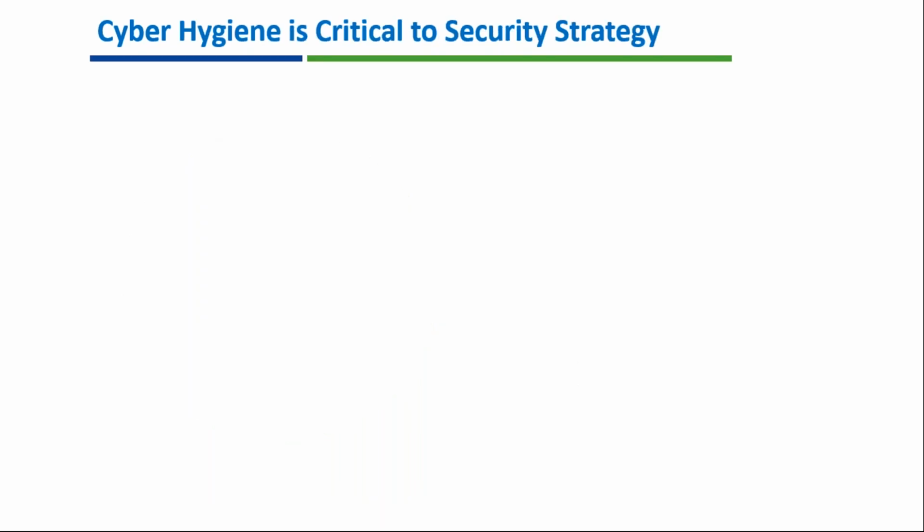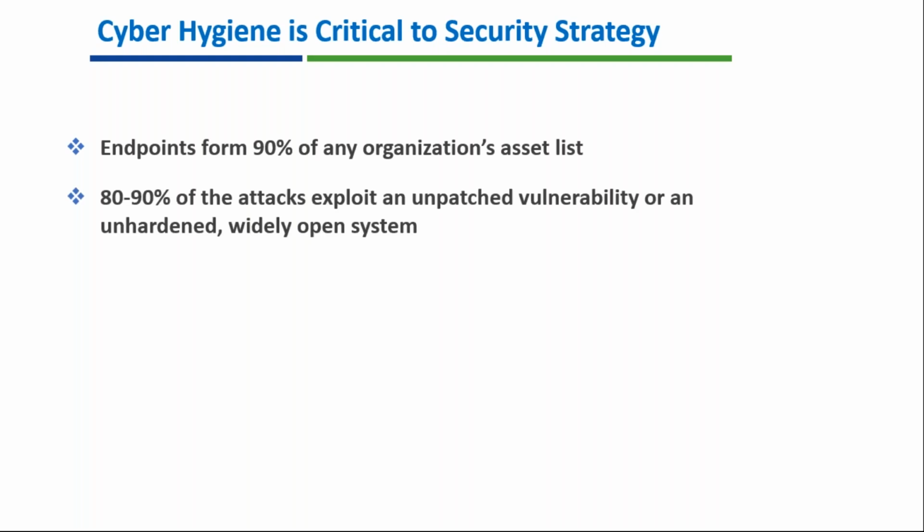So we are talking about cyber hygiene. There are some challenges that we are seeing in order to implement a cyber hygiene practice. I already talked about tools not being supportive. Well, let's understand with some statistics. Endpoints form 90% of any organization's asset list. You typically have desktops, laptops, servers, mobile systems, and other IP-enabled systems, which are a significant part of any organization's network. And then 80 to 90% of attacks occur because of vulnerabilities that are widely known.